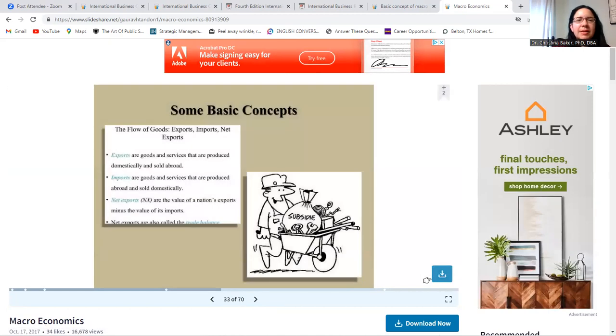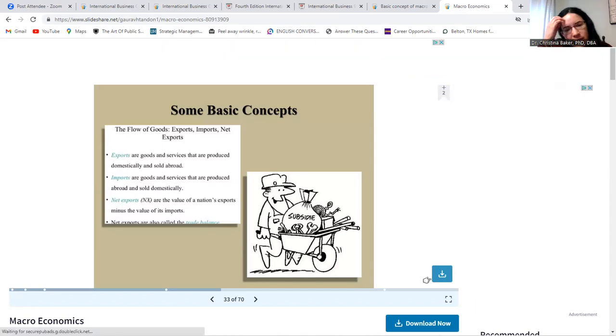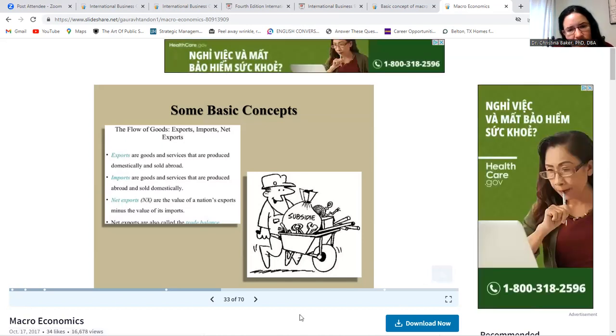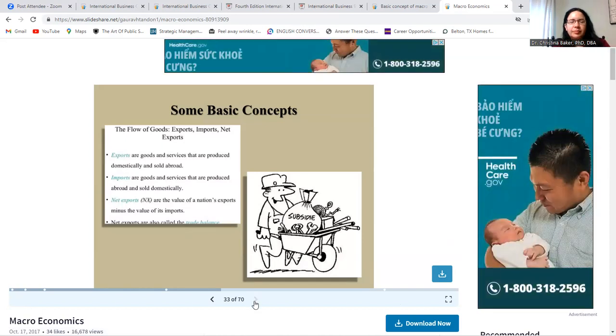Some basic concepts: the flow of goods, exports, imports, net exports. Exports are goods and services that are produced domestically and sold abroad. Imports are goods and services that are produced abroad and sold domestically. Net exports are the value of a nation's exports minus the value of imports. Net exports are also called the trade balance.